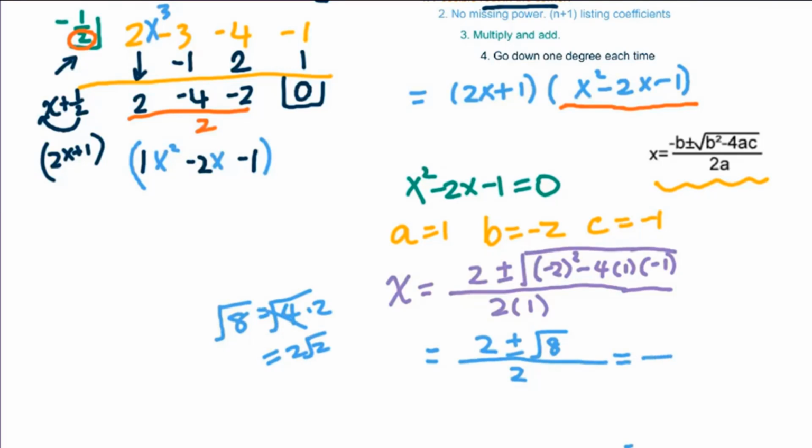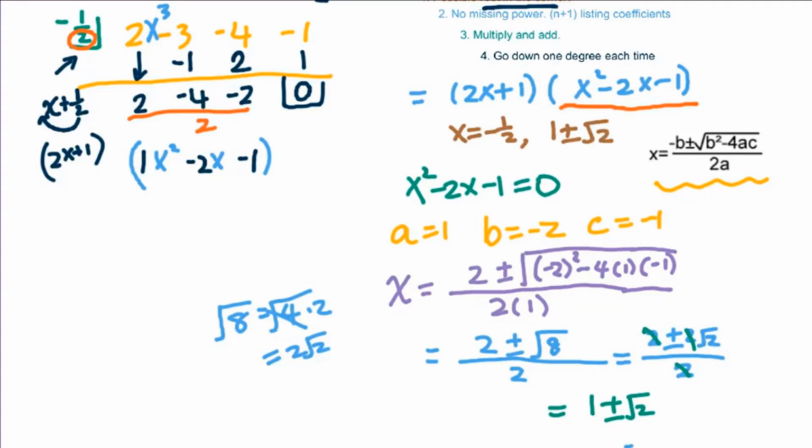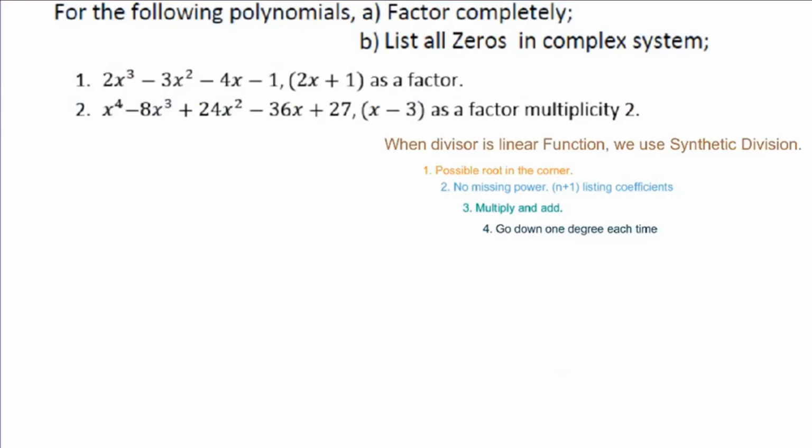Therefore, we get 2 plus or minus 2 square root of 2 over 2. Reduce. You will get 1 plus or minus the square root of 2. Therefore, for roots, x equals negative 1 over 2 and 1 plus or minus the square root of 2. That's it. Now let's go to the second one.